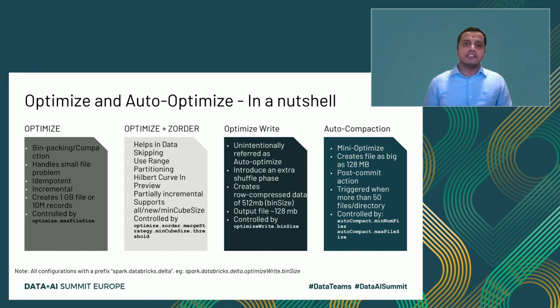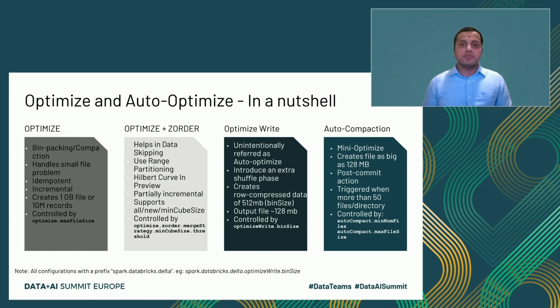So optimize and optimize with Z order help in rewriting the data once the write operation is completed, and it efficiently rewrites the data. Now, what if you want to improve the write operation itself? That is where optimized write comes into action. The optimized write will introduce an extra shuffle step, and it will create a smaller number of files.